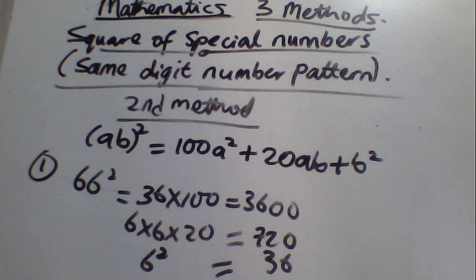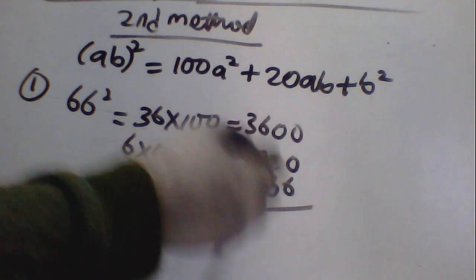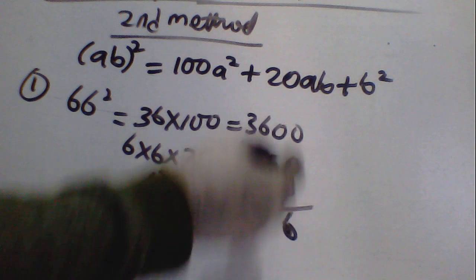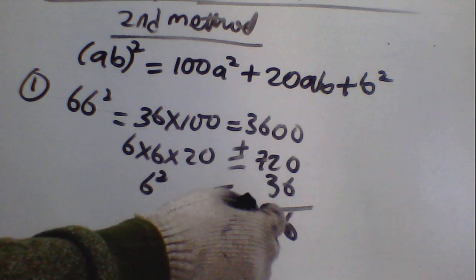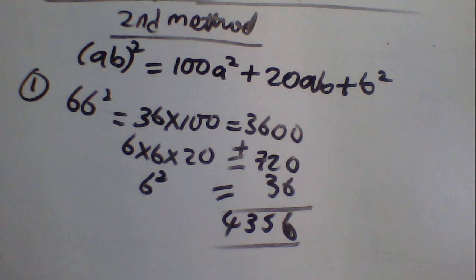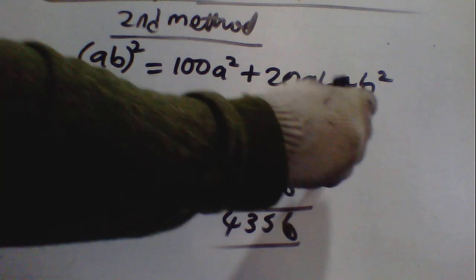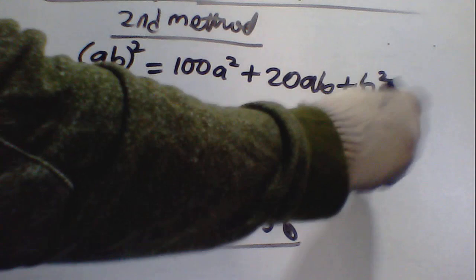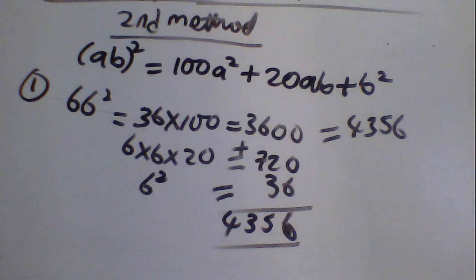So once you do it, add the result. Adding the result, we have 6, 5, 3, carry 1, 4. So 66 squared is the same as 4356. So this second method we are using is also very important and useful. See how easy it is. Let's do the second example.